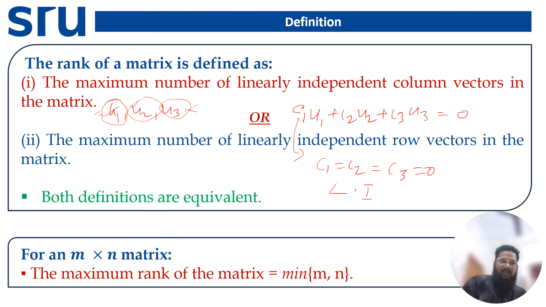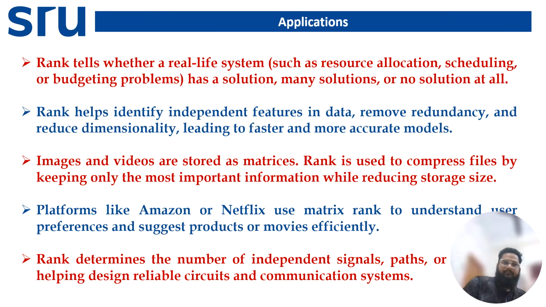You can take a note on that. If the matrix is m cross n, that means m by n, then the maximum rank of the matrix can be the minimum value of m and n, right? This is a note, as you can see from the definition, because the definition says the maximum number of linearly independent column vectors or row vectors. So the minimum of the rows and columns will be the maximum rank.